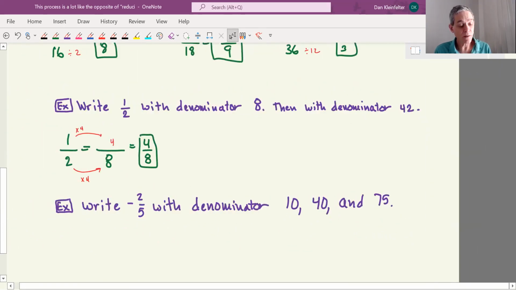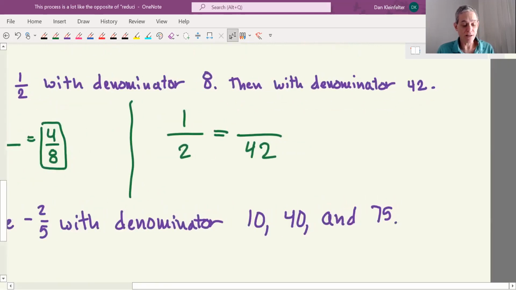Okay, so now for the second part of the question, we're going to write 1/2 with a denominator of 42. So let's try that. We have 1/2, and we're going to have it equivalent to a fraction that has a denominator of 42. So then once again, you need to ask yourself, well, what would I multiply 2 by to get 42? In other words, what is 42 divided by 2? 42 divided by 2 is 21. So 2 times 21 is 42. Of course, if we're to follow the fundamental property of fractions, and we are, we have to multiply the numerator by the same thing.